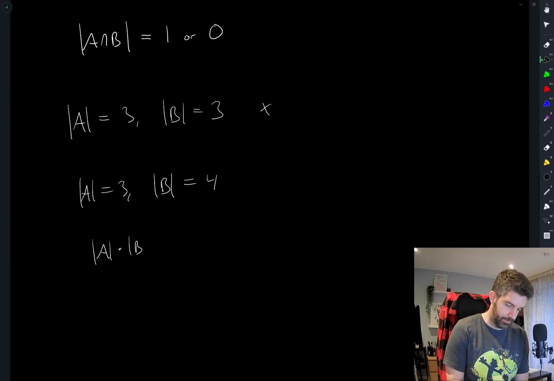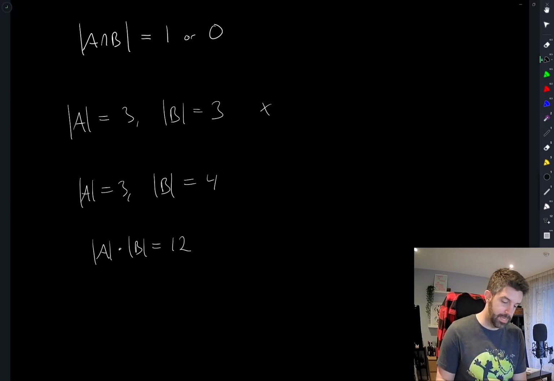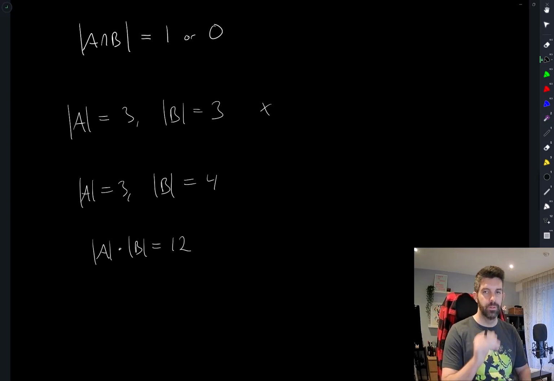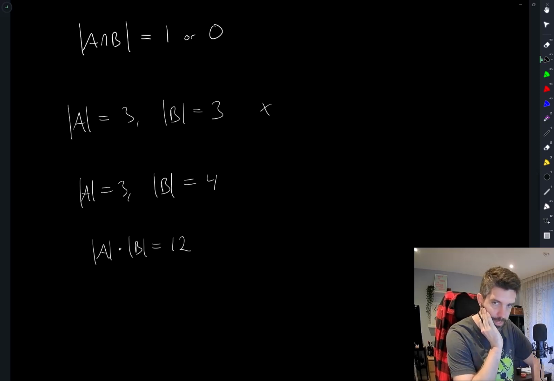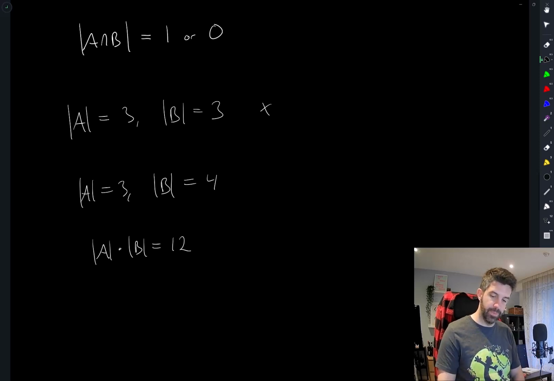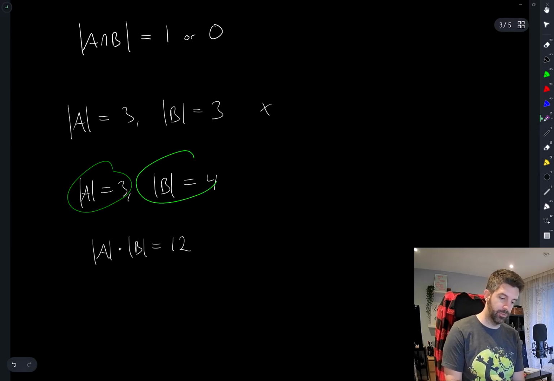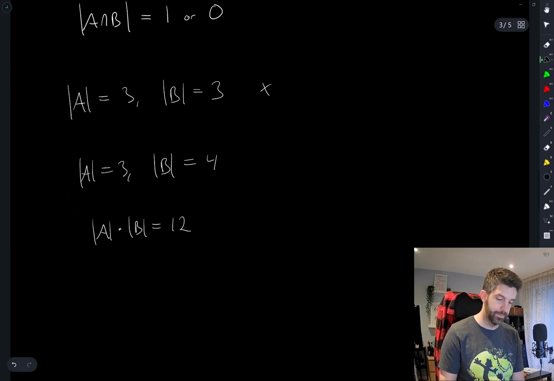What about A equal 3 and B equal 4? Then I have this is equal to 12. So I would need the union and intersection, clearly they both also have to have cardinalities 3 and 4, but the union would then have to have a cardinality 4, meaning that A is a subset of B. So this can't work either.